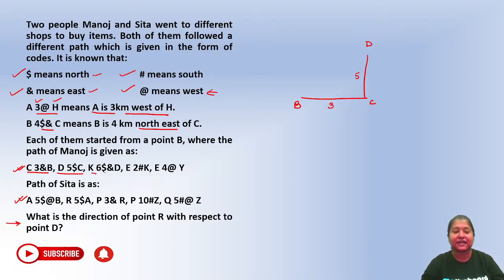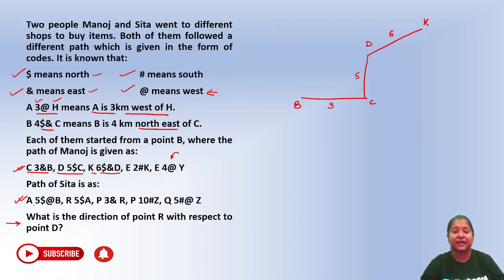Now it is given K is $6 ampersand D. What is the meaning of dollar ampersand? Dollar means north, ampersand means east. So you can see K has to be somewhere to the northeast of D and the distance between them has to be 6 here. Okay, so this is your K also. Okay. After that, let's see what is given. We cannot combine E and Y because we have neither of them.